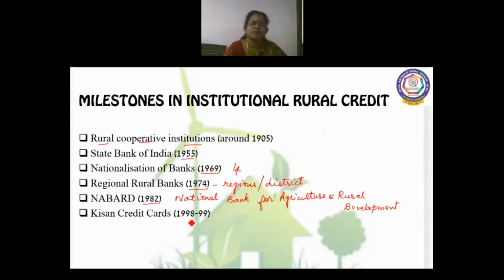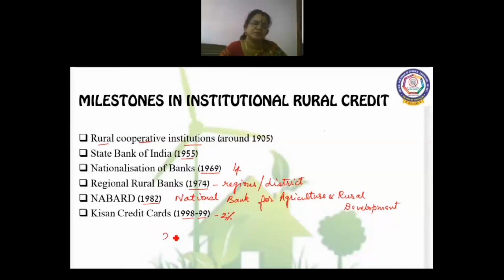Later on, in 1998-99, Kisan credit cards came into existence, and this is especially for the marginal farmers. And according to this scheme, farmers were provided credit at an interest rate of 2%.